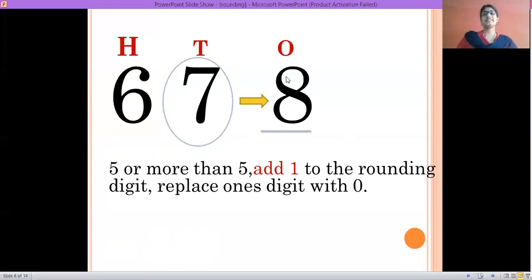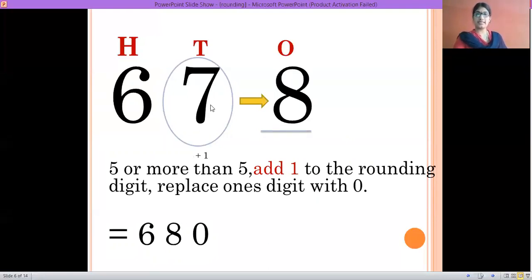Then what about the digit on the left hand side of this rounding digit? It will be written the same. So the answer for this 678 is 680. So here I have changed this rounding digit. I have added 1 to this rounding digit. I have replaced this ones digit with 0 and I didn't do anything to the left side digits of our rounding digit.